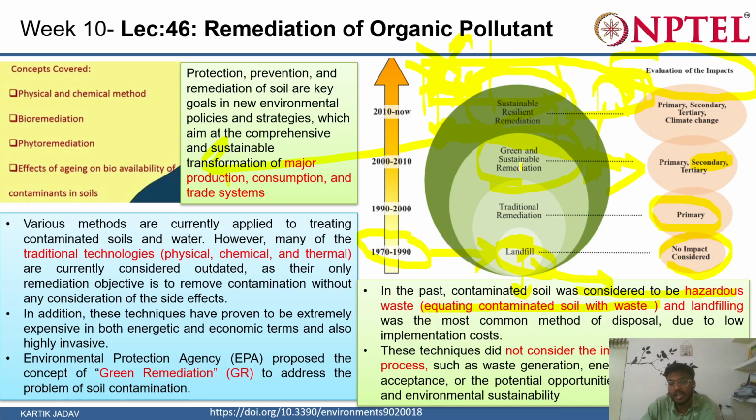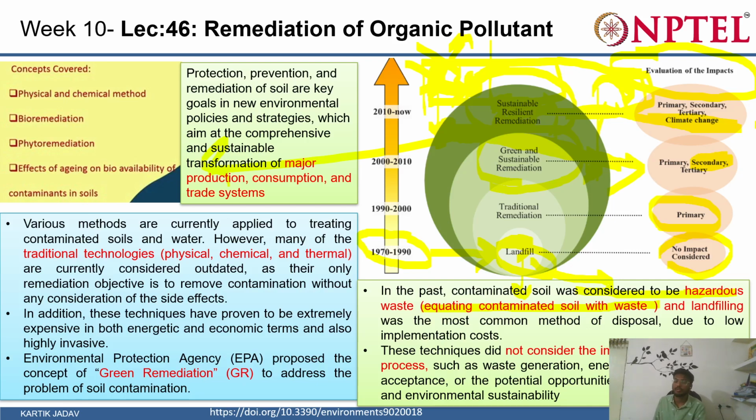By introducing certain green and sustainable remediation technology. And finally, if you can see this, sustainable resilient remediation. So resilient, whenever the word resilient comes into the picture, it means it is related to climate change. It means that nowadays there are lots of extreme events happening, whether it is a flood, droughts, or heat waves. You can name any extreme events. That is primarily due to climate change.